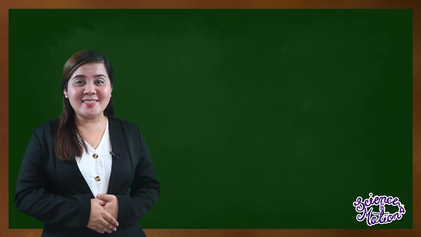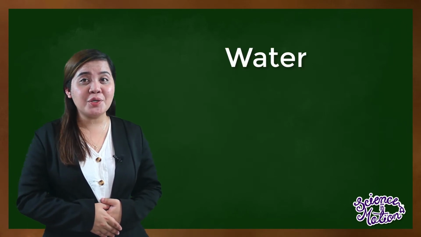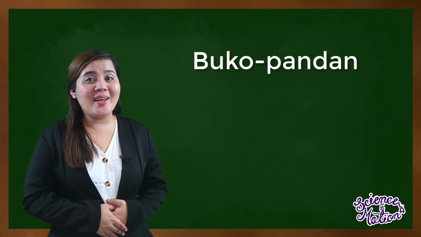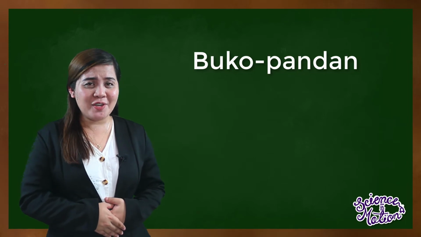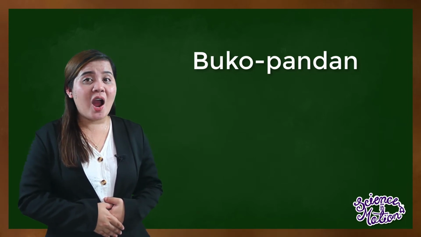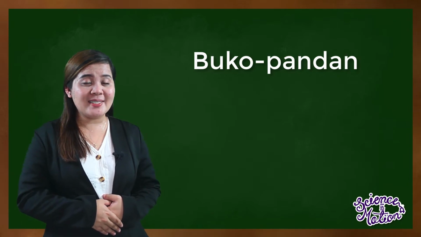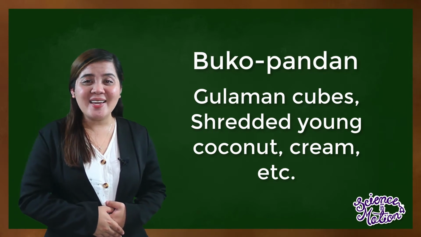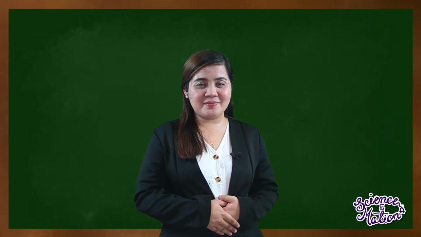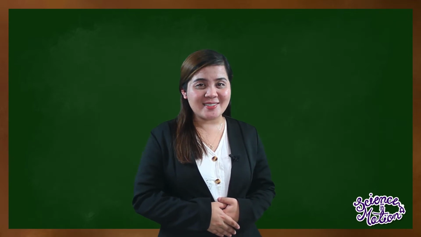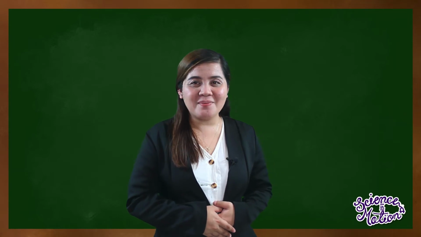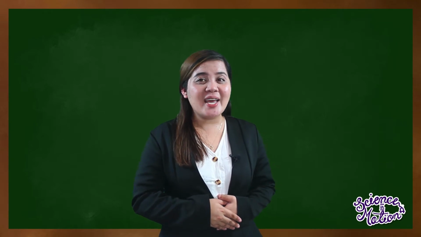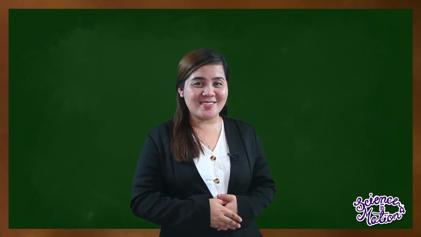Time is up, kids! Water is composed of two constant elements, hydrogen and oxygen chemically combined, while a buko pandan has a variety of ingredients, and its ingredients are composed of different substances like gulaman cubes, shredded young coconut, cream, and many more. Did you get the correct answers? Good job! Mom Lani is happy to see you working like that. Congratulations for taking on this challenge.